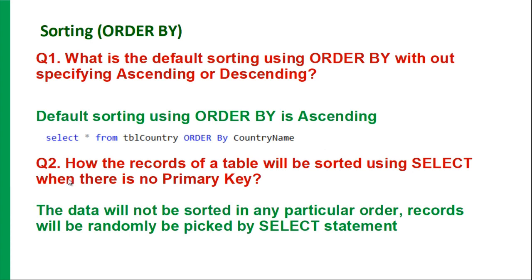Moving on to question number 2: how will the records of a table be sorted using SELECT when there is no primary key on the table? So basically the data will not be sorted in any particular order. It will just randomly pick the data from the database using the SELECT statement.